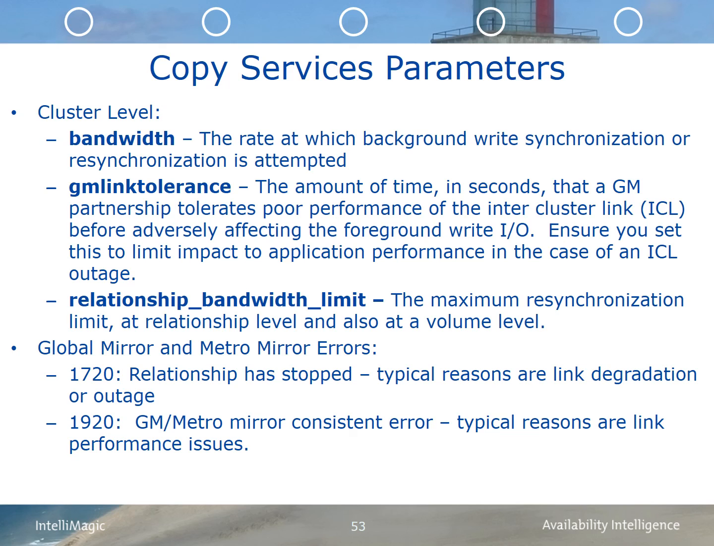A couple of Global Mirror and Metro Mirror errors are important to keep an eye on, and these will show up in the SVC error logs. The 1720 indicates that the relationship has stopped. Typical reasons for this are that the link has degraded to such a point where there's an outage. The 1920 error specifies that either Global Mirror or Metro Mirror is unable to stay consistent. The typical reasons for this are performance issues, either at the target site or with the link.